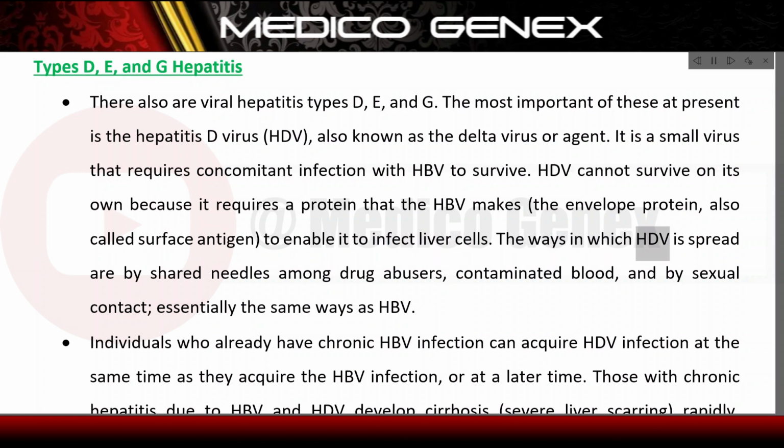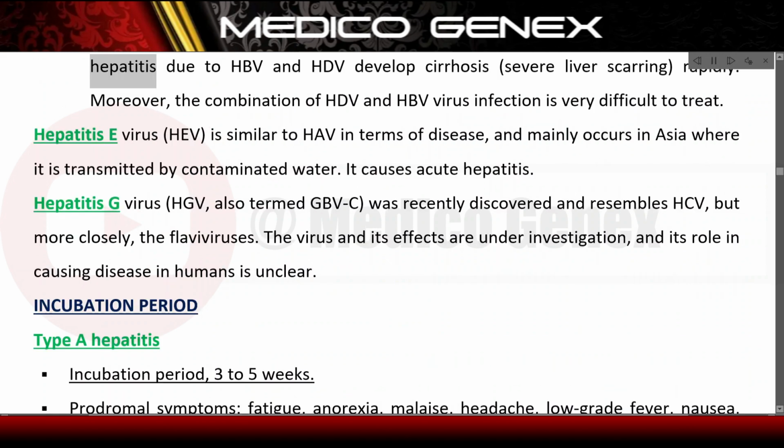The ways in which HDV is spread are by shared needles among drug abusers, contaminated blood, and by sexual contact, essentially the same ways as HBV. Individuals who already have chronic HBV infection can acquire HDV infection at the same time as they acquire the HBV infection, or at a later time. Those with chronic hepatitis due to HBV and HDV develop cirrhosis, severe liver scarring, rapidly. Moreover, the combination of HDV and HBV virus infection is very difficult to treat.